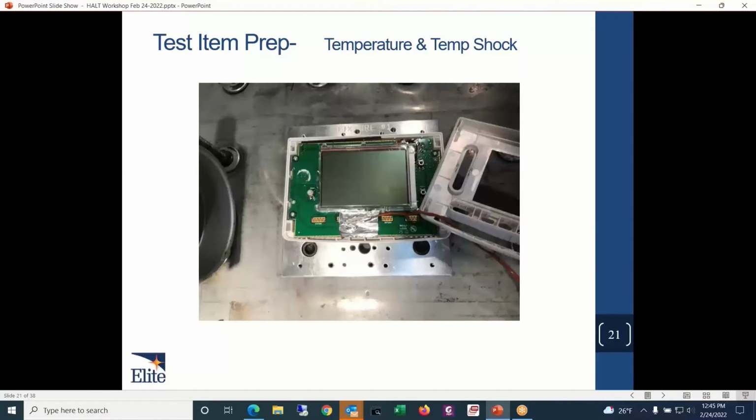And next, work with the client to help prepare the test item too. So there's a few things here that we want to point out. Preparing the sample to get the stresses to it is an important part of this. And two things to consider: how do you prep your item for temperature and temperature shock, and how do you prep it for vibration?